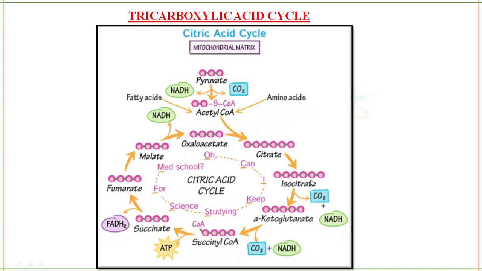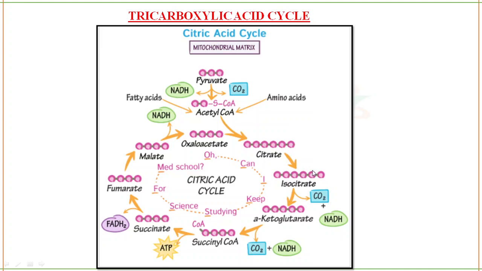In this picture, let's learn the names of the intermediates in the tricarboxylic acid cycle. I will teach you every single step of this, like what enzymes are involved, what cofactors are involved, everything. But first let's learn the names of the intermediates. So it starts from acetyl-CoA, which interacts with oxaloacetate to form citrate. From citrate you will get isocitrate. From isocitrate you will get alpha ketoglutarate.